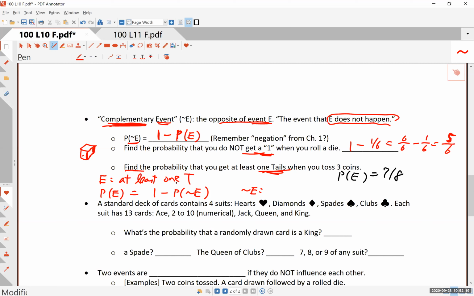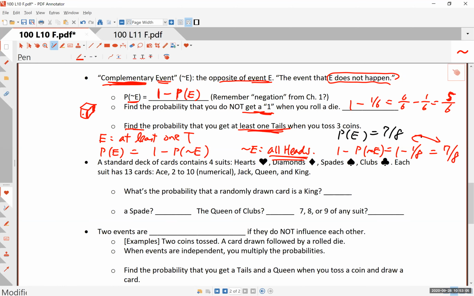Ooh, that sounds like what you learned in chapter 1. The opposite of at least 1 T is no T at all, right? So in other words, all heads. You see that? The opposite of having at least 1 tails is that all of the flips result in heads. So the negation is that every one of those three is heads. That's 1/8. We calculated this before, right? The probability that you get all heads in 3 tosses of a coin is 1/8. And so the complementary probability is 7/8. Of course, that's the same as when we counted those outcomes.